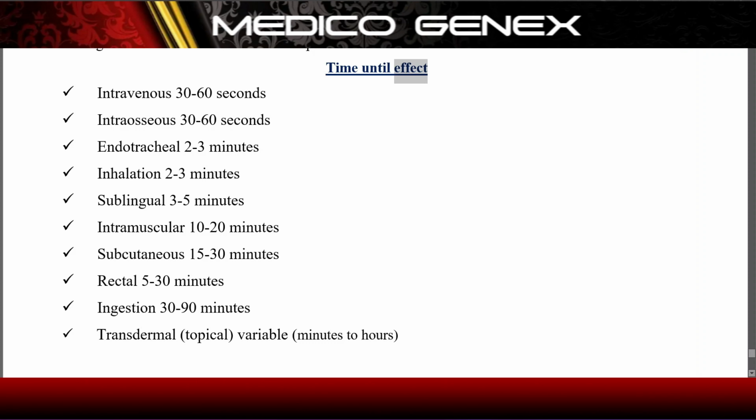Time until effect. Intravenous: 30 to 60 seconds. Intraosseous: 30 to 60 seconds. Endotracheal: 2 to 3 minutes. Inhalation: 2 to 3 minutes. Sublingual: 3 to 5 minutes. Intramuscular: 10 to 20 minutes. Subcutaneous: 15 to 30 minutes. Rectal: 5 to 30 minutes. Ingestion: 30 to 90 minutes. Transdermal, topical: variable, minutes to hours.